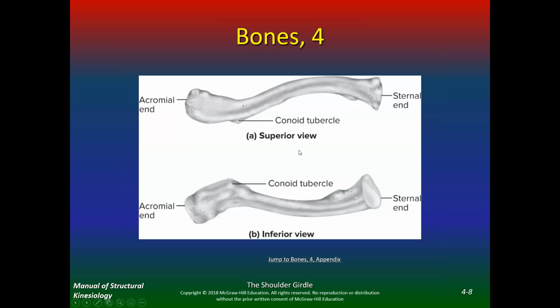There is the clavicle right there. You have the sternal end that attaches, and then the acromial end that attaches. So this goes to the sternum, and this goes to the scapula. So this would be a left clavicle because it goes anterior, then posterior.